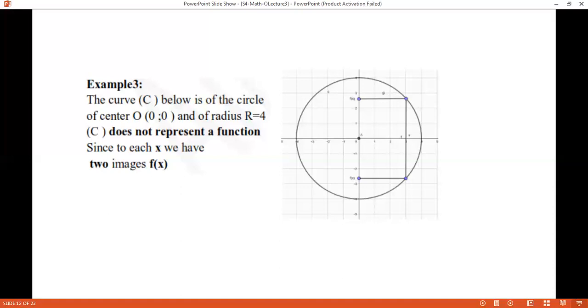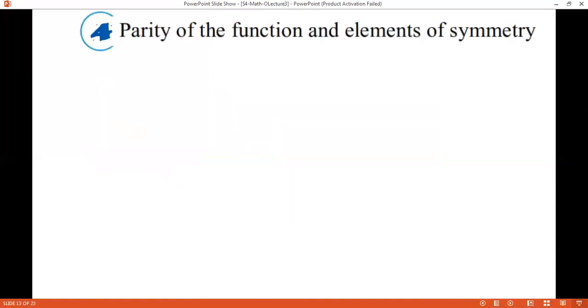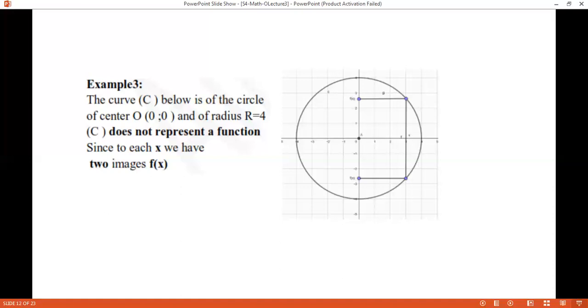So guys, if you want to check if it's a function or not, it's enough to draw a line which is parallel to the y-axis. If it cuts the curve in 2 points, then it's not a function. Okay? So till now we learned what's the meaning of a function and how we find the domain of definition of a function. And using the curve, we will be able to check if it's a function or not, and we can also find the interval.